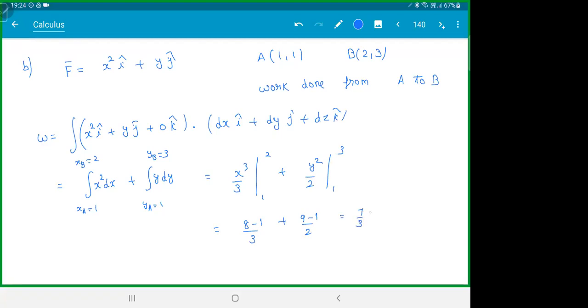7 by 3 plus 4. 19 by 3. Easy? All got this? This is not the actual question. The next one is an actual question. Can I turn the page?